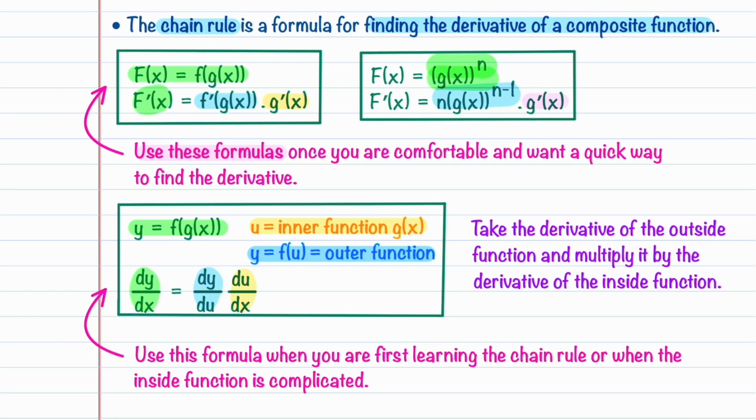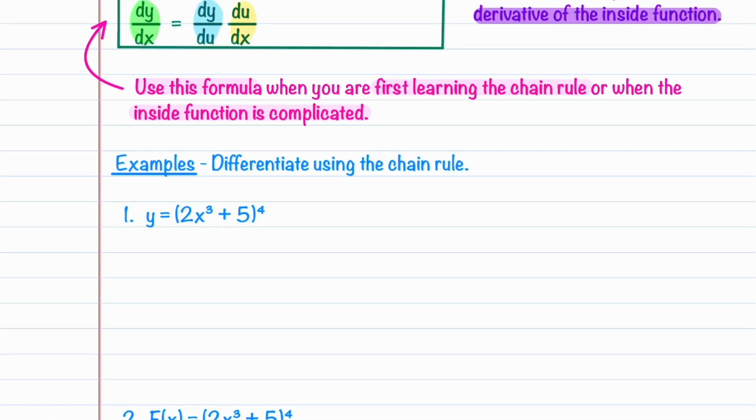I would suggest using the second formula when you are first learning the chain rule. It just makes it a little bit easier. And also when the inside function is really complicated. When you use either of these formulas, all you're going to do is take the derivative of the outside function and then multiply it by the derivative of the inside function. Let's now walk through two examples so that I can show you how to use each formula. In both of these examples, we are going to differentiate the function using the chain rule.